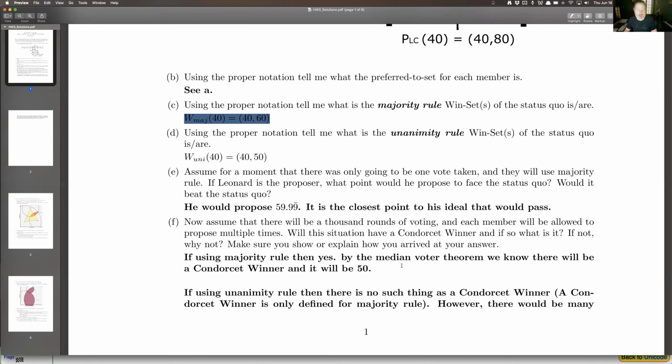And on an exam, I'd probably list out why the median voter theorem holds. I would say they have complete, transitive preferences, they're single peaked, they're symmetric. We don't necessarily need symmetry for the median voter theorem, as it turns out, but we're going to have it, so go ahead and throw it in there. And it's a single dimensional model, so the median voter theorem's conditions are met.